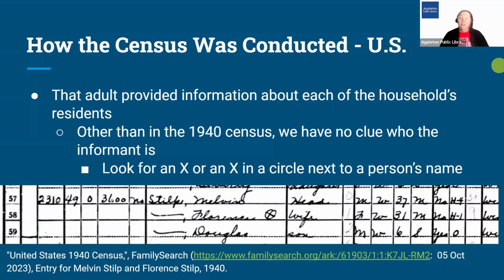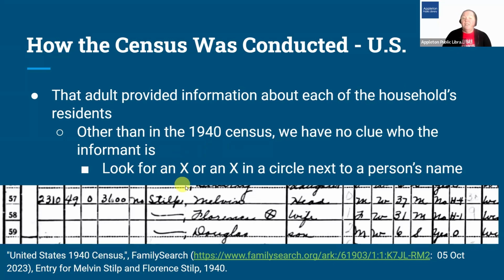Once the enumerators went to your ancestor's house, that head of the household, the adult in the house, provided information about each of the household's members. Unfortunately, other than in the 1940 census, we have no clue who is providing that information. It could have been a neighbor. It could have been the mother-in-law living in the house. It could have been the wife. It could have been the husband. It could have been an adult child that was living there. We have no clue other than in the 1940 census.